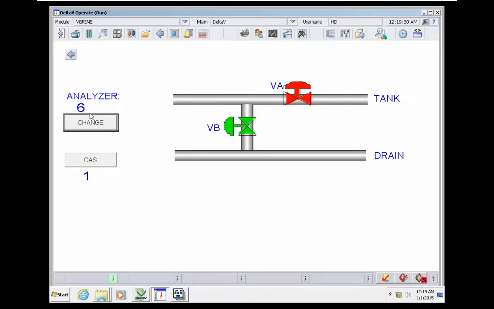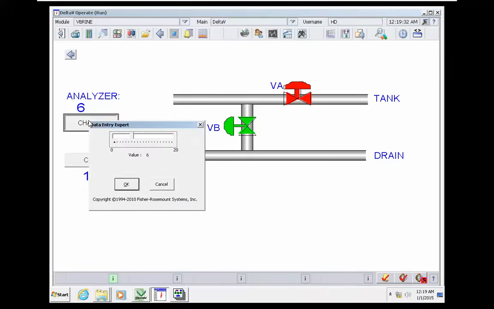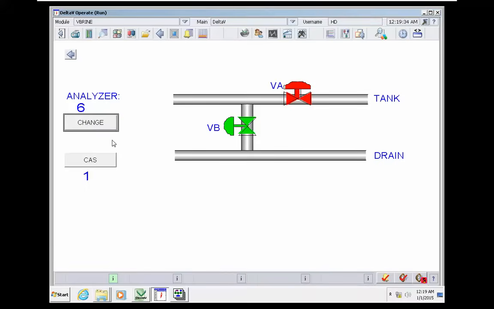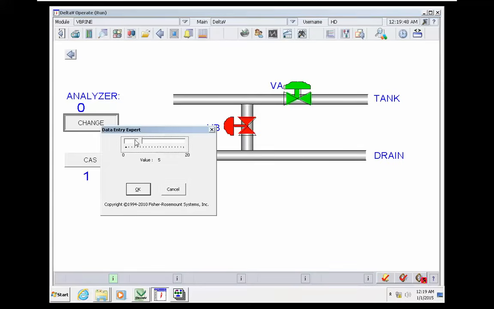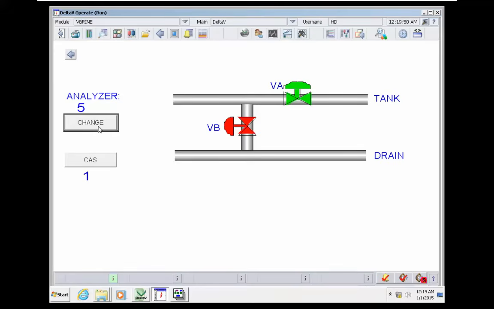When the analyzer is less than a limit, it means that the quality of the product is okay, and we can transfer that product to the tank. But when the value is getting more than a certain value, when the analyzer value is more than a certain limit, it means that the quality is not good and we need to drain that.